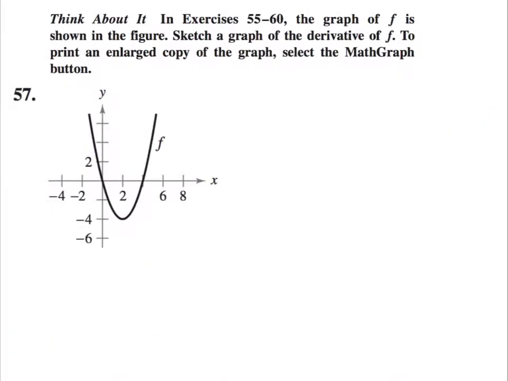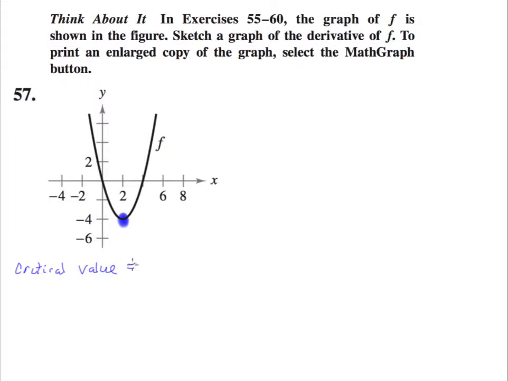Next example, we are given the graph of the function f. We don't know what the equation is, we're just given the graph. And then we're asked to sketch the graph of the derivative. In order to do this, there's certain things that you need to look at. The first thing is you need to figure out where your critical value is. Now remember, critical values occur at your local max and min points.